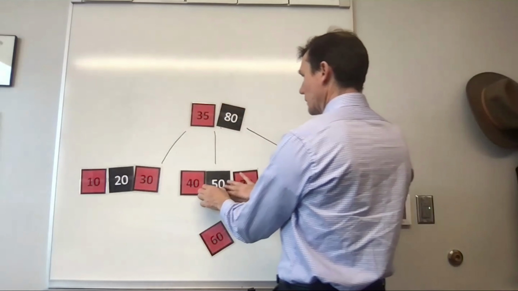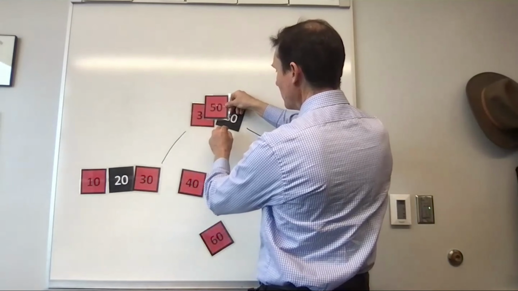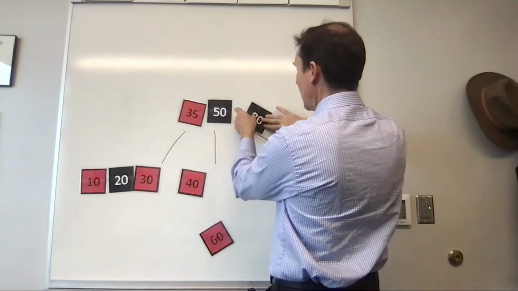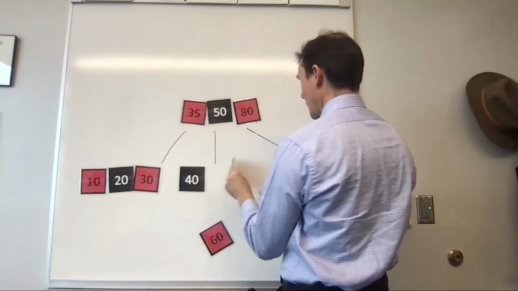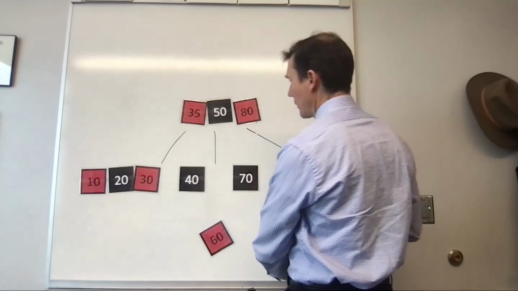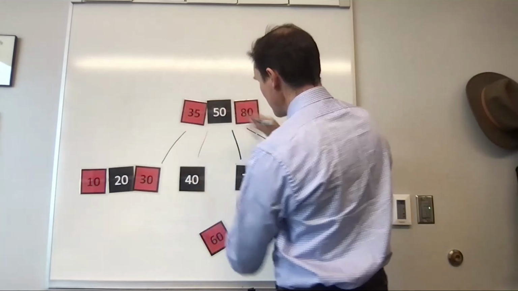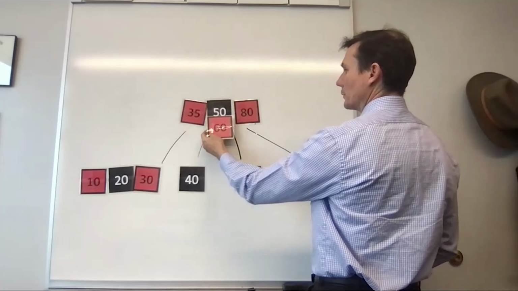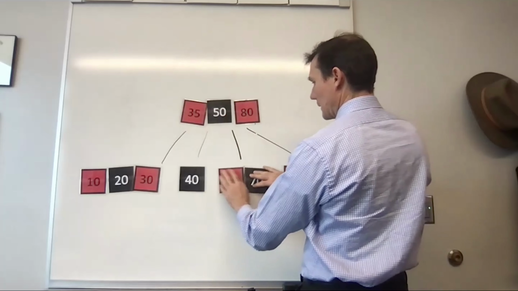And so I'm going to bump this up. But when I bump it up, it has to go in the middle here. And the middle here is a rotation. And that is case 4C. Okay, so I bumped it up. And now I can say 60 goes greater than 50, less than 80. It goes right here. Okay.